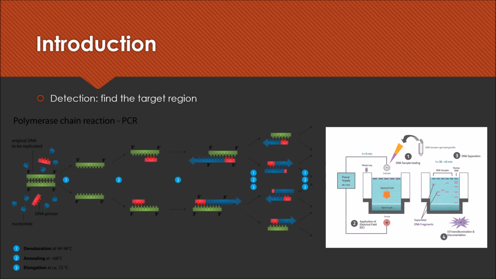The first and most important task we can do with this tool is detection. So we make primers to detect a specific DNA sequence, and more specifically this is done with PCR, or polymerase chain reaction. Here we have a double-stranded DNA sample, which we first denature. Then on these single-stranded DNA, our primers can bind.